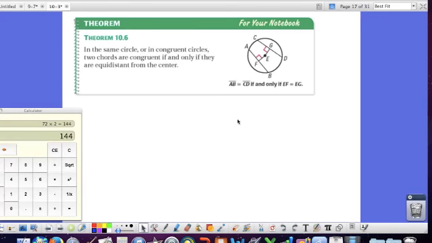In the same circle or in congruent circles, two chords are congruent if and only if they are equidistant from the center. So if this and this are the same length, and then they obviously intersect at 90-degree angles, because we've talked way earlier in the year about the closest distance from a point to a line is the perpendicular segment from that point to that line.